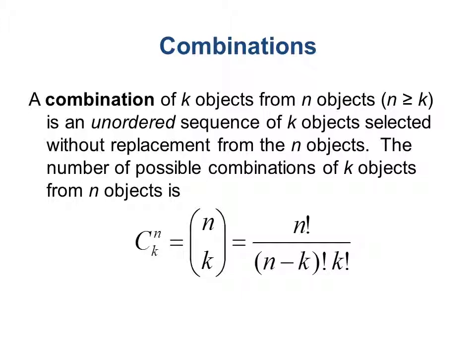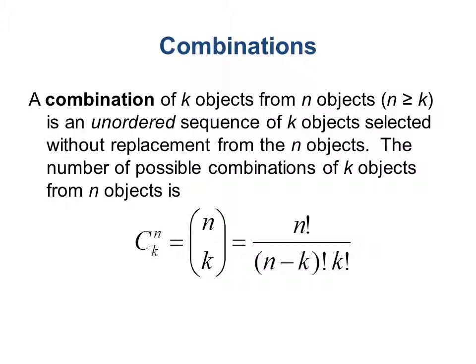Next, we're going to look at combinations. A combination of k objects from n objects, where n is greater than k, is an unordered sequence of k objects selected without replacement from n objects, described with the equation below. The number of possible combinations of k objects from n objects is usually written C to denote combinations, where you have n and k as the superscript and subscript, is the binomial coefficient n over k, and that's equal to n factorial over the quantity n minus k factorial and k factorial.